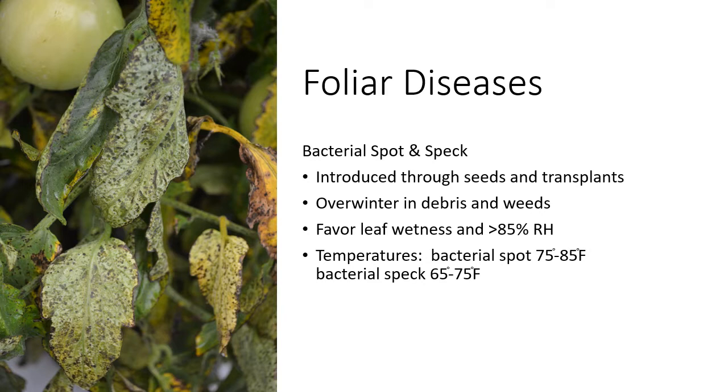These bacteria both favor leaf wetness. Anything above 85% relative humidity is pretty much that target favorable environment that we talk about. For bacterial spot, the bacterium favors temperatures at about 75 to 85 degrees, and bacterial speck bacterium likes it a little bit cooler, 65 to 75 degrees. And both of those temperatures are pretty much what we typically see in high tunnel tomato in spring and early summer in Kentucky.